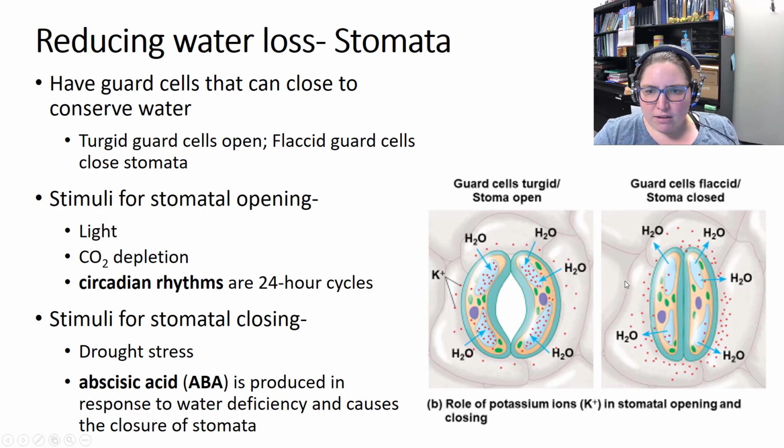If we look, there's a role of potassium ion in stomatal opening and closing. Potassium ion in these pictures is represented with the red dots. If there's a high concentration of potassium ions inside of the cell, that causes water to follow the potassium, which causes the cell to become turgid and opens the stomata. Potassium can also be moved out of the cell to get water to follow out and close the stomata.